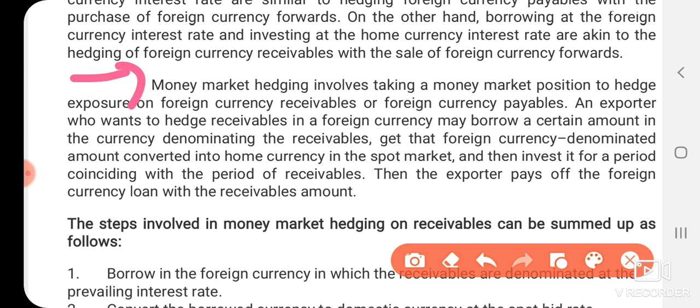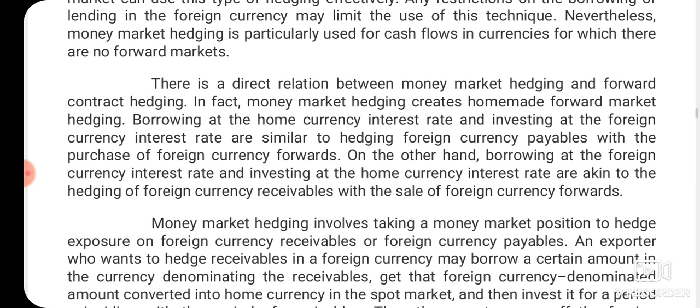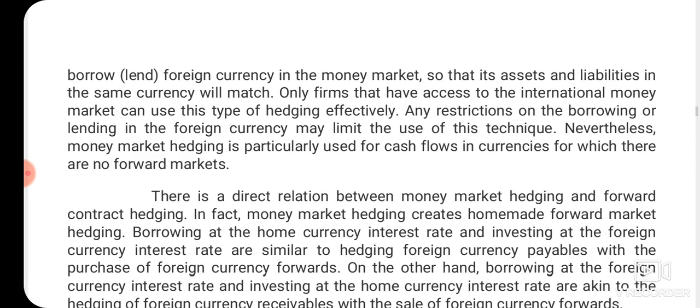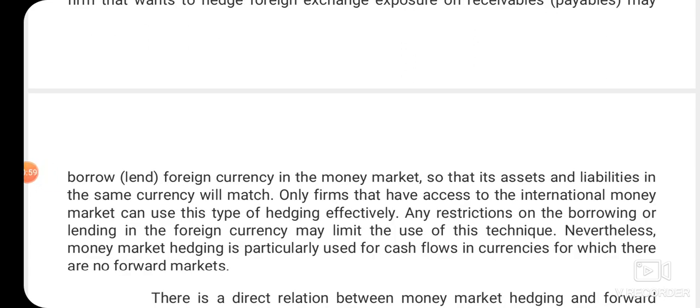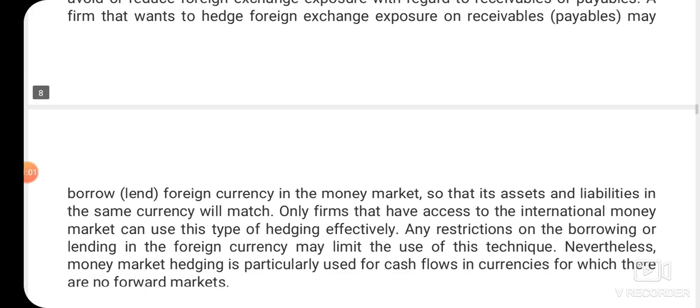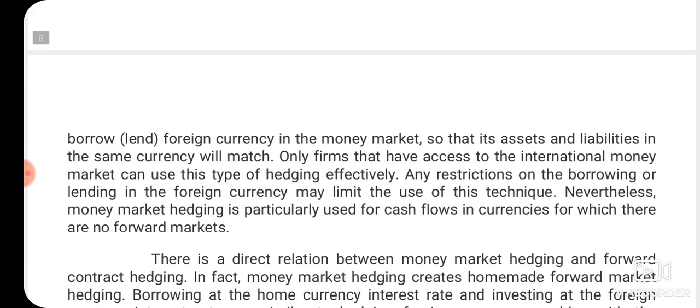They are just matching receivables to payables. Then the exporter pays off the foreign currency loan with the receivables. They just have to match, to equalize, so that assets and liabilities will match.